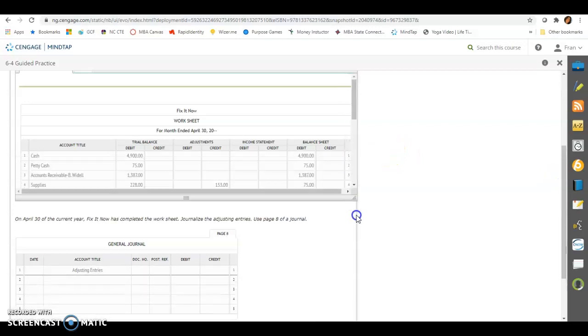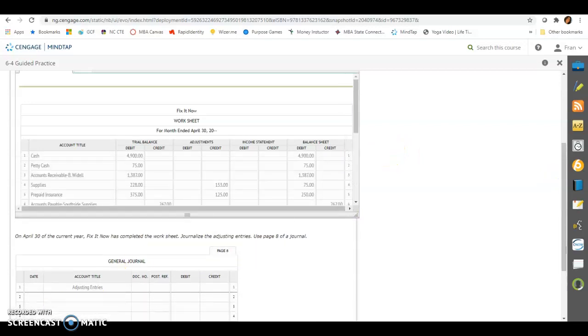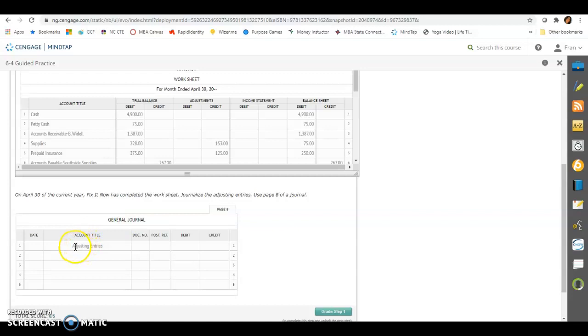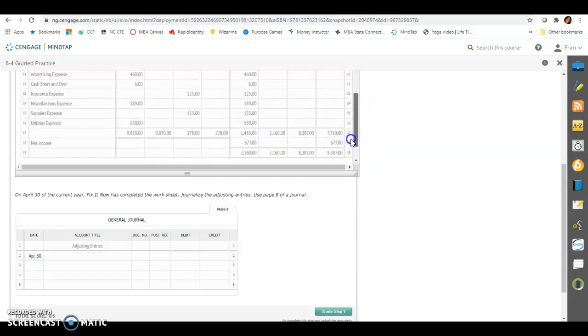And so, of course, the heading adjusting entries has to go in there first. They've already done that for us. April 30th. So we'll use the 3-letter abbreviation. We do have to type in April. All right, the first adjusting entry will be a credit to supplies. But remember, debit's got to go first.